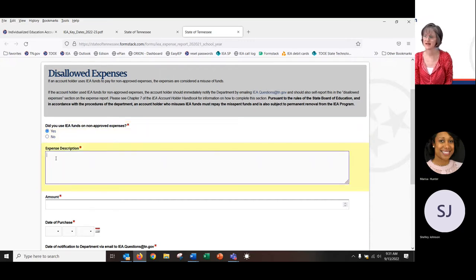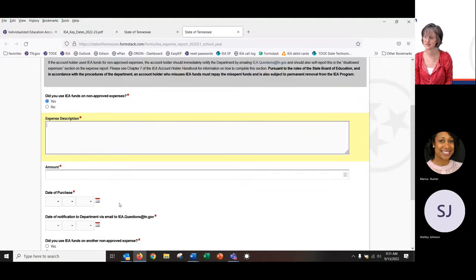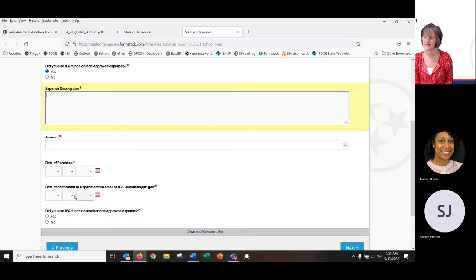You're going to say in here, I accidentally used my card at Kroger. You're going to tell us the amount, the date of purchase, when you notified the department. I hope you notified the department as soon as you got home. And I hope you don't have any other non-approved expenses. But if you do, you're going to say yes and report those as well.